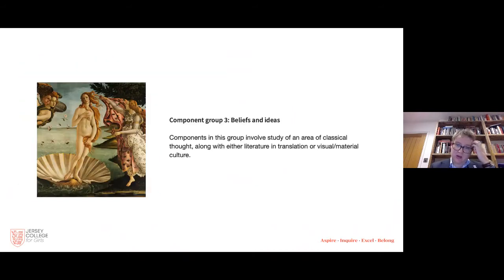Okay, so the first unit that we study, and I'm going to talk you through these in the order in which students experience them, because that's a true reflection of what it's like to do the course, is called Beliefs and Ideas. And the option that we do for this unit is love and relationships. So we try to make sense of what love, sex, marriage, those sorts of things meant to people in the ancient world. And we do that by looking at some literary evidence, and also the work of some philosophers from both ancient Greece and Rome.